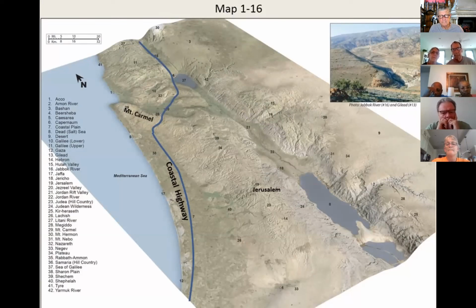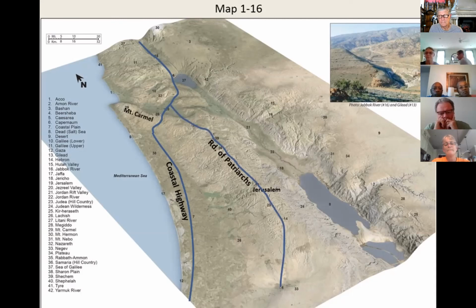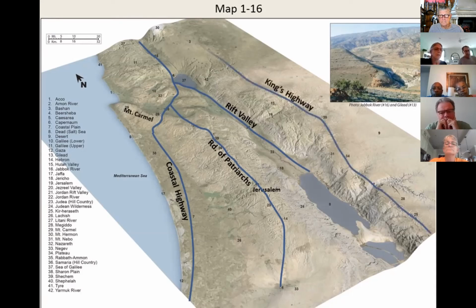The second route travels north-south on the watershed of the hill country. This route is called the Road of the Patriarchs because Abraham, Jacob, and Joseph frequently traveled on it. The third route is the Rift Valley. The flat plain provides convenient travel between the Dead Sea and the Sea of Galilee, and further beyond to the north. The fourth route runs north-south along the Transjordan Plateau.